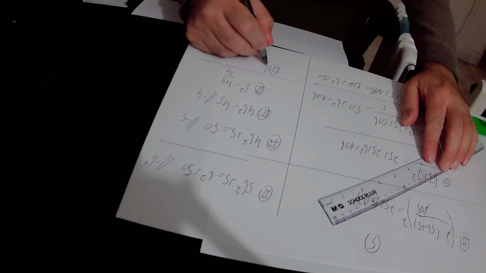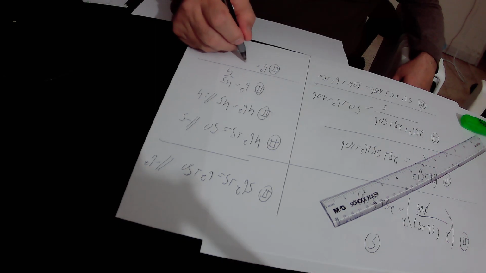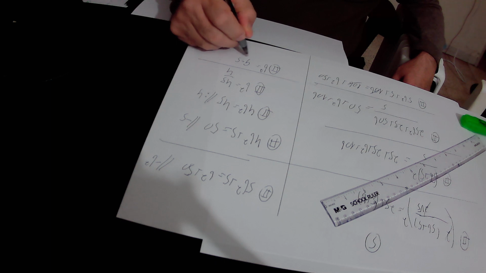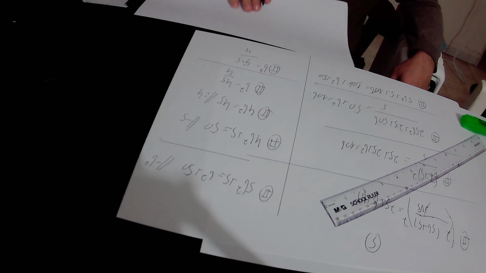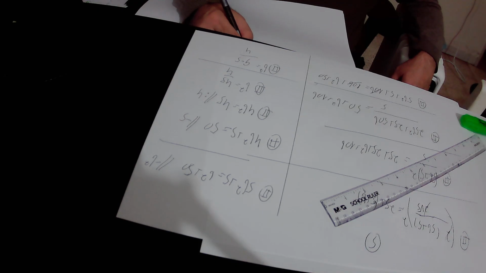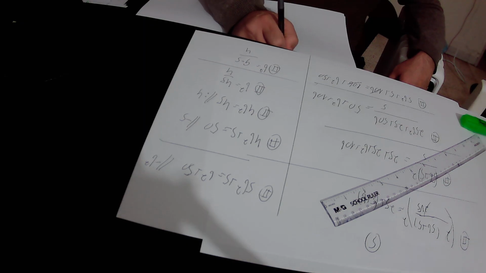So b squared equals 45 over 4. We substitute 45 by 9 times 5 over 4. Here we take a root of this equation, and finally we get b equals the square root of 9 times 5 over 4.